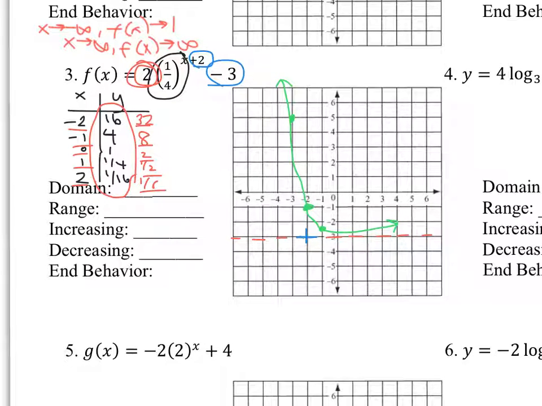So now, if I go ahead and do domain is again all real numbers, negative infinity to positive infinity. My range is -3 to infinity. This is increasing from negative infinity to infinity. And it's decreasing, it's not decreasing.